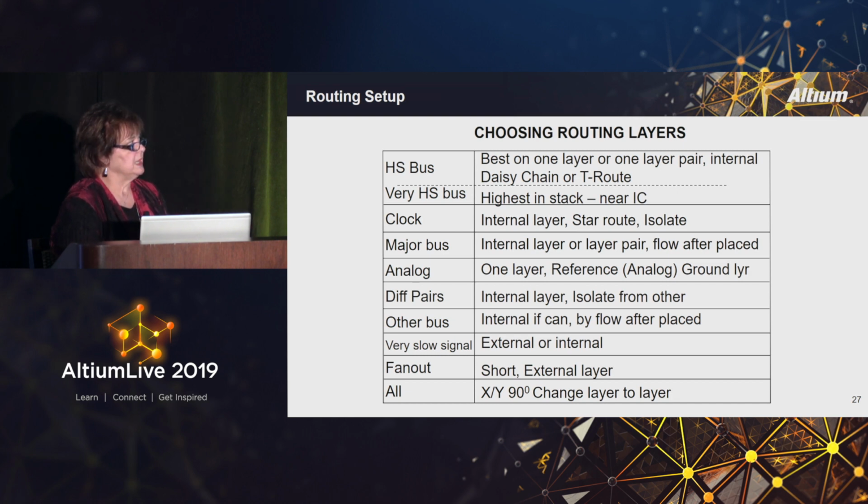Analog should be on one layer, referencing an analog ground layer, and try not to have them on multiple layers, because analog is very, very sensitive, and it's a good idea to keep them all on one layer whenever possible. That would probably be the top or the bottom layer, depending on what you're dealing with. But you want to keep them as isolated from everything else as possible, because they're not a bandwidth. They're a single signal, sine wave, and they pick up noise easily. So we don't want to do that.